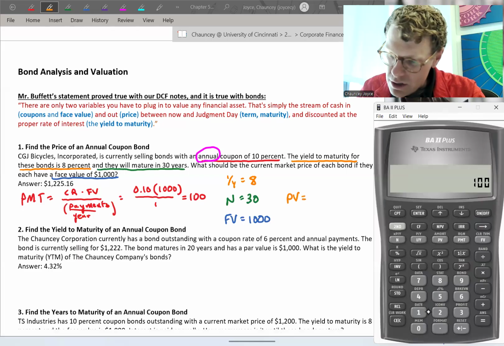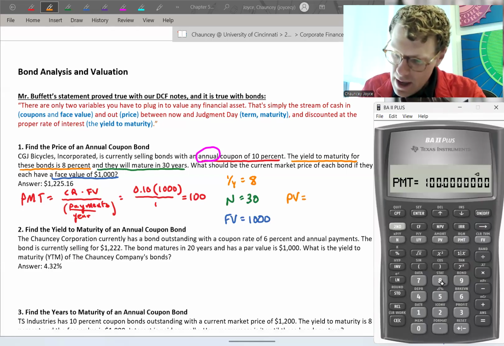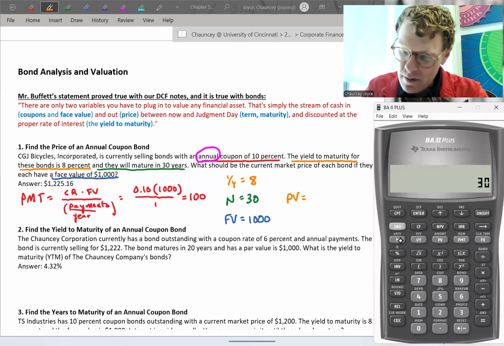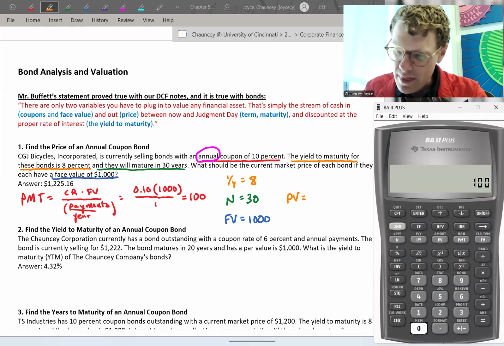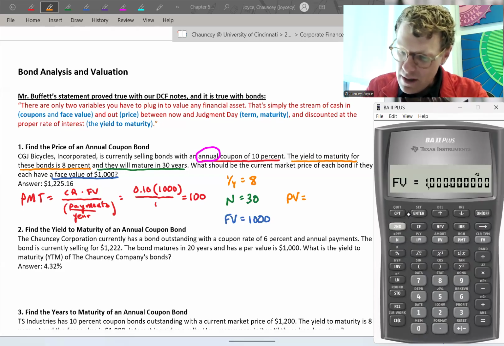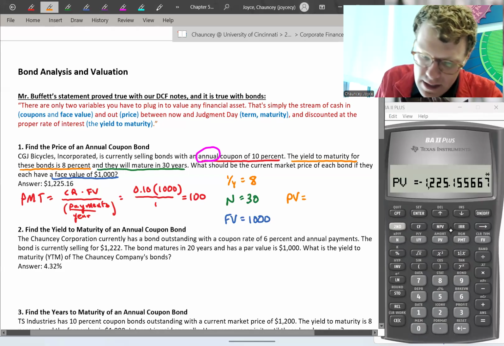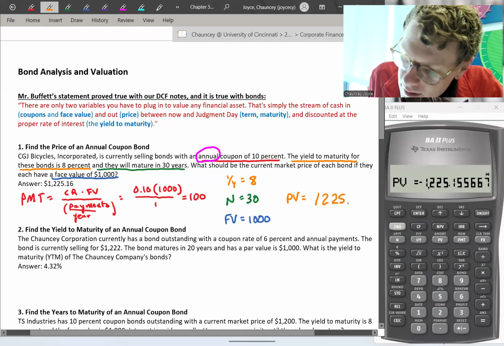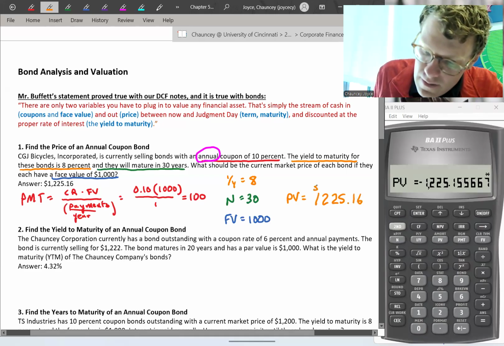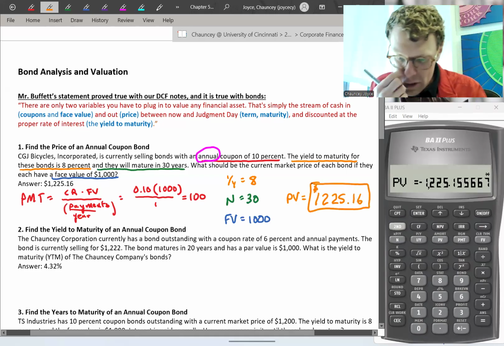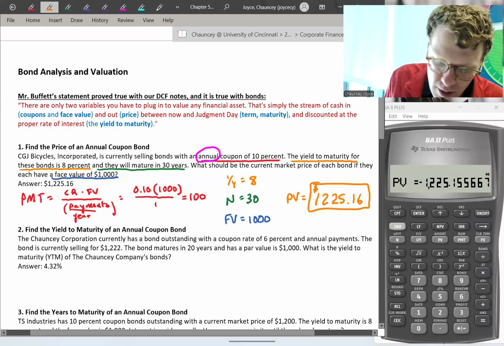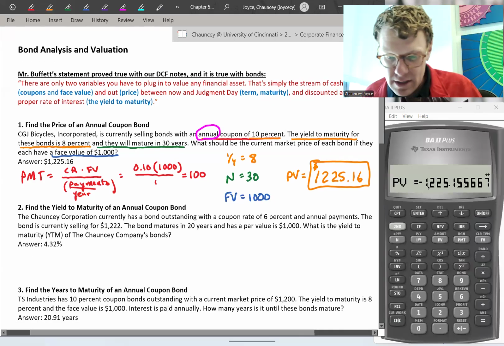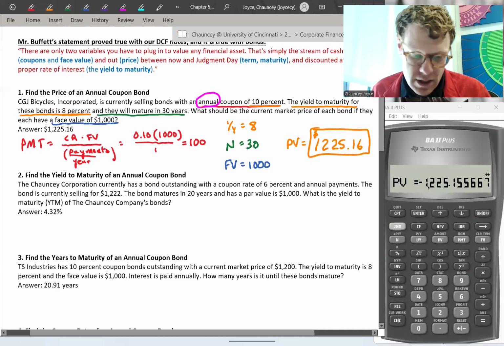So we type in 100 for payment, 8 for your yield to maturity or your I/Y per period, 30 periods, in this case years, 1,000 face value, and then we compute for our present value, and that's $1,225.16. That is a premium bond, and that should check out because the market wants to earn 8%. This company's paying more, so this bond will have actually an embedded loss in it if the yield doesn't change.